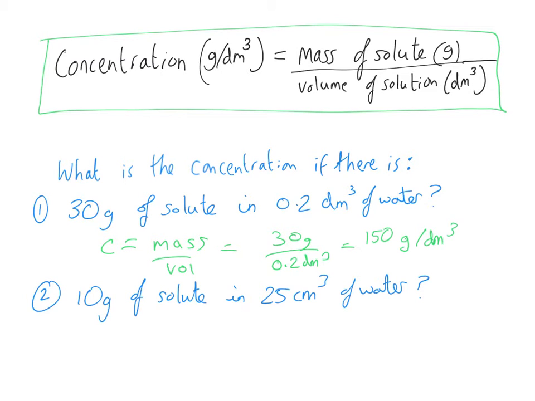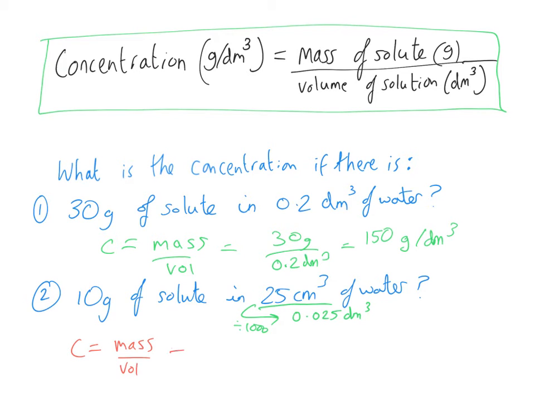The second one is a little bit trickier because we've got 25 centimeters cubed of water, and really it's good to have everything in decimeters cubed, so we need to first convert that into decimeters cubed. So 0.025 cubic decimeters is that volume because we need to divide by 1000 to get there. And so then we've got the exact same situation as before.